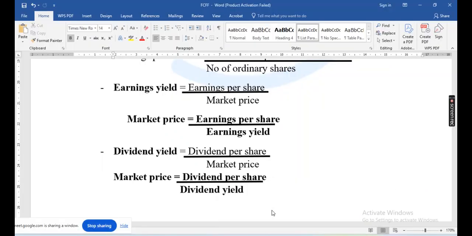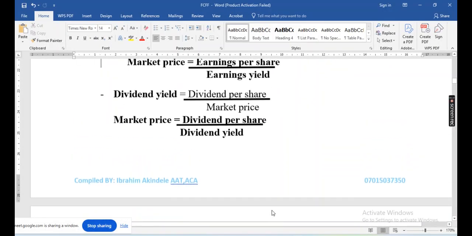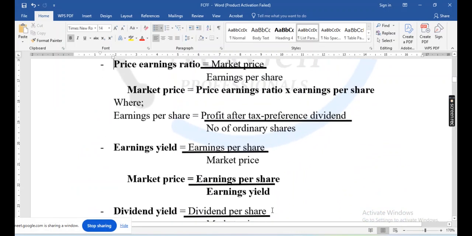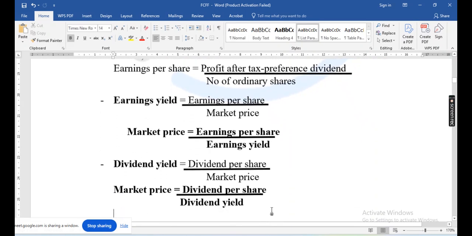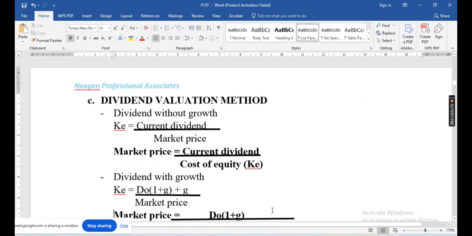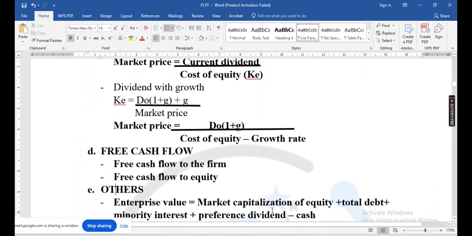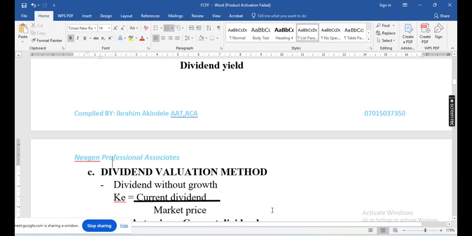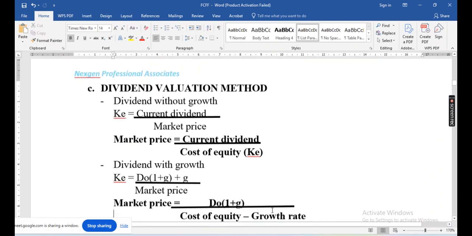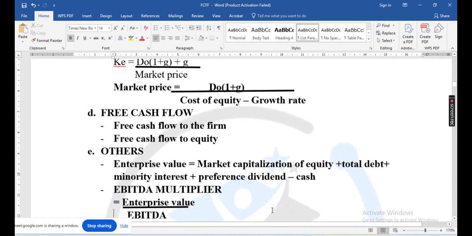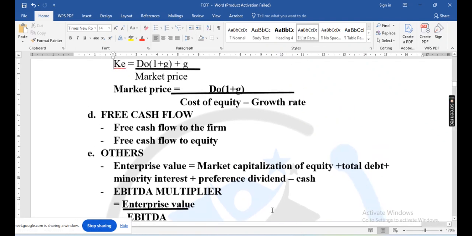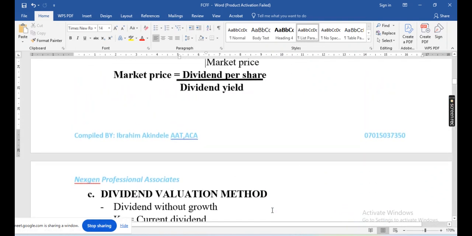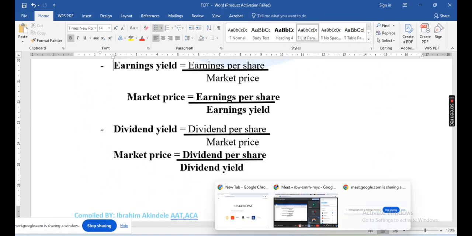So that is that method, right? As I promised, I said we should just finish this income based approach. So in our next class, we'll look at the dividend valuation method. We've already talked about the free cash flow in our previous lecture. We'll look at the dividend valuation method, the free cash flow. These other methods are not too common. We just mention them. As a form of valuation, they are not too common, right? I don't set questions on all those parts.